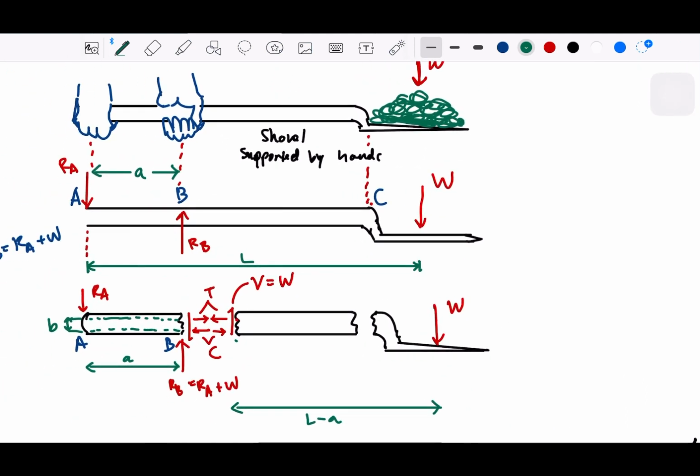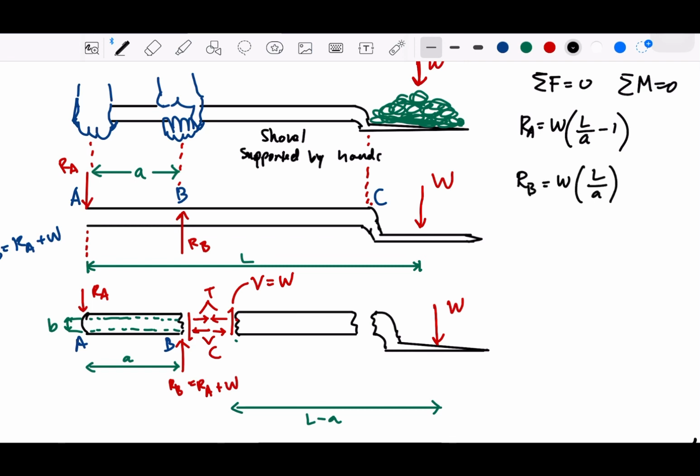So we can write down some formulations that we usually use for statics. So equilibrium equals 0 for the forces and the moment. And then based on what we have here, let me write the final results. So RA is W times (L over a minus 1). So we take the moment, and then we take the force equilibrium, and RB would be W L over a.